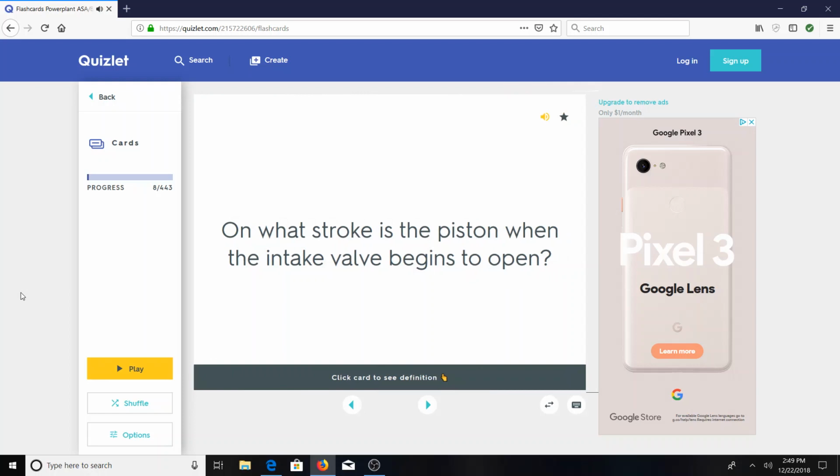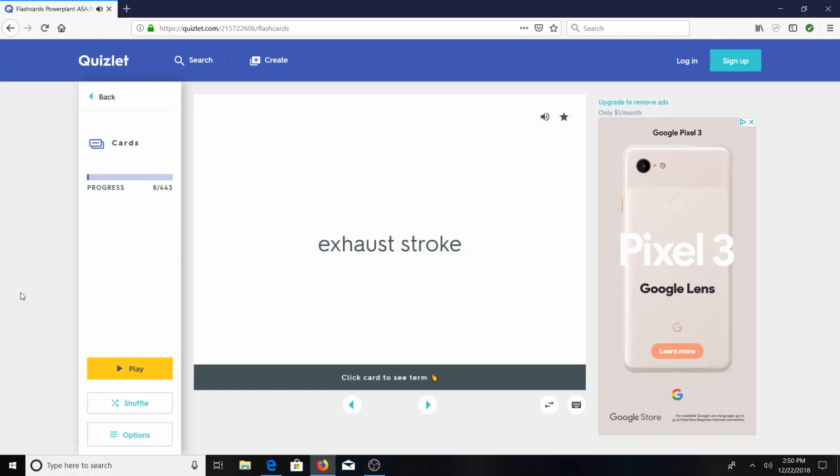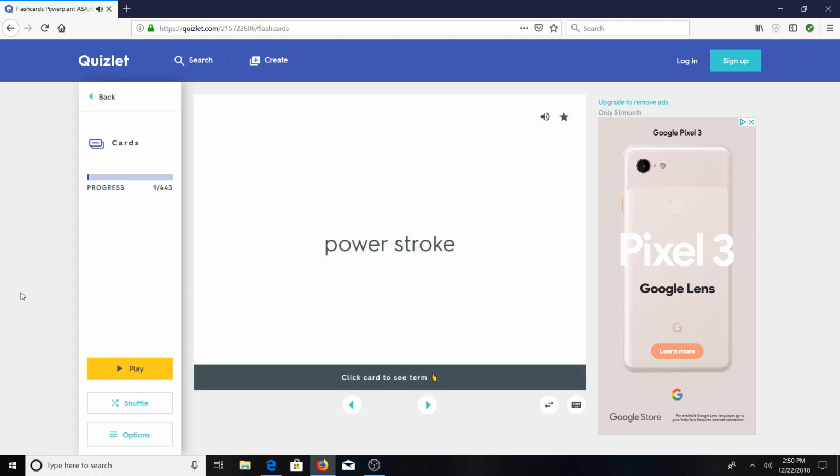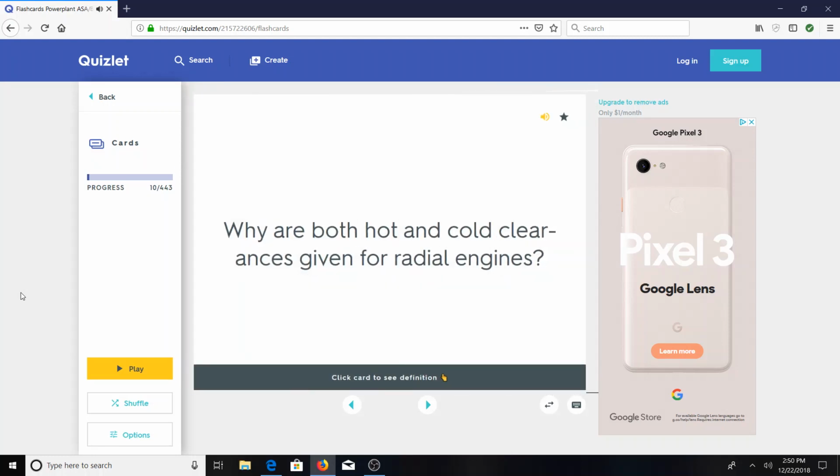On what stroke is the piston when the intake valve begins to open? Exhaust stroke. On what stroke is the piston when the exhaust valve begins to close? Power stroke. Why are both hot and cold clearances given for radial engines?